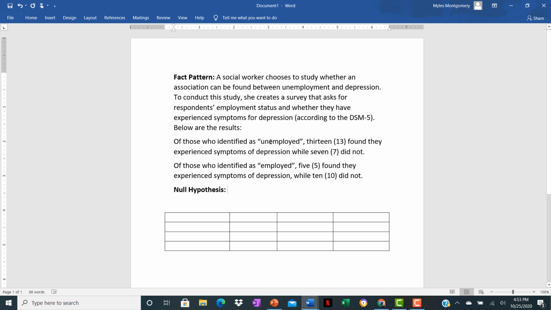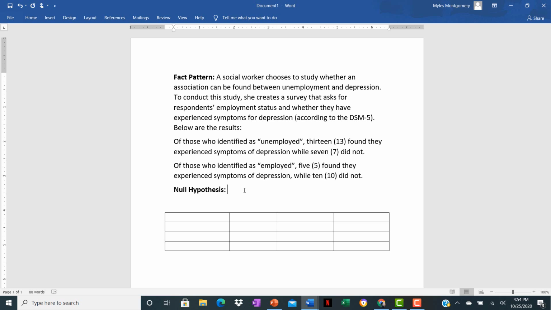Of those who identified as unemployed, 13 found they experienced symptoms of depression, while 7 declared they did not. Of those who identified as employed, 5 found they experienced symptoms of depression, while 10 did not. I always want to make sure we begin with the null hypothesis to realize that this is what we're ultimately testing.